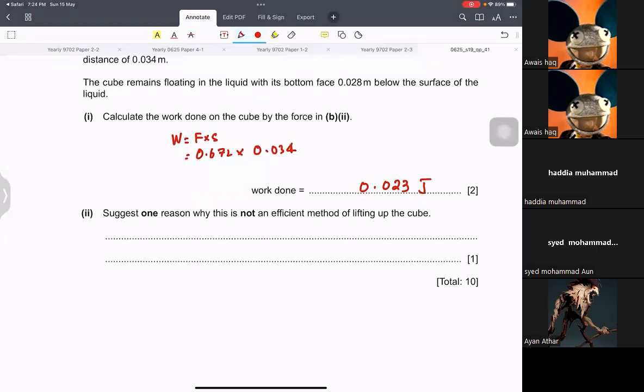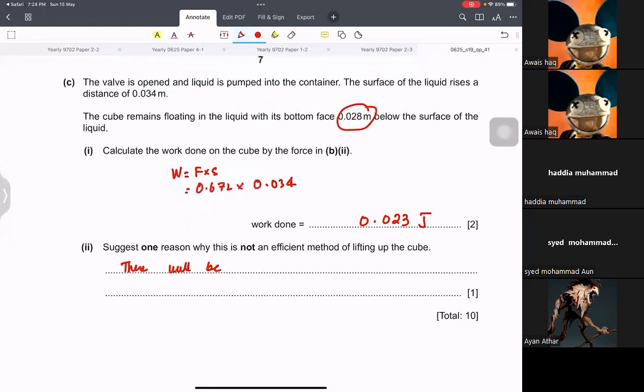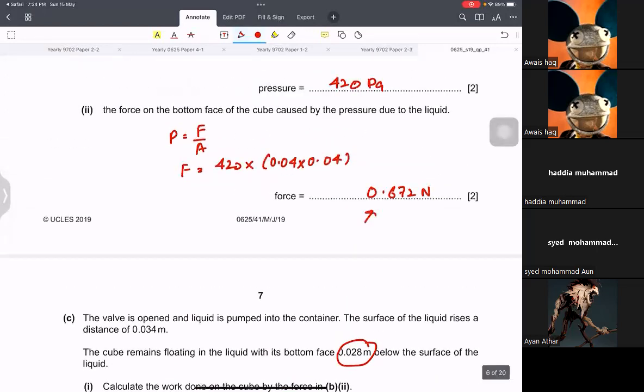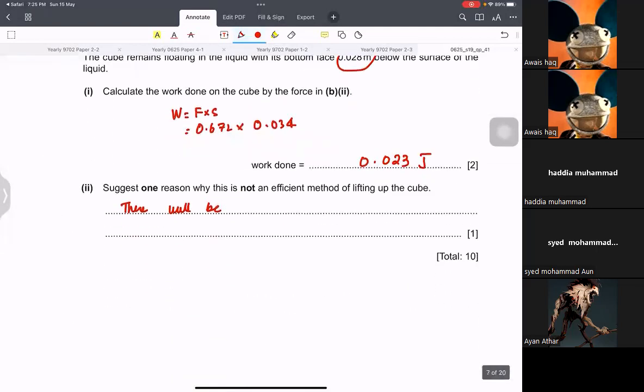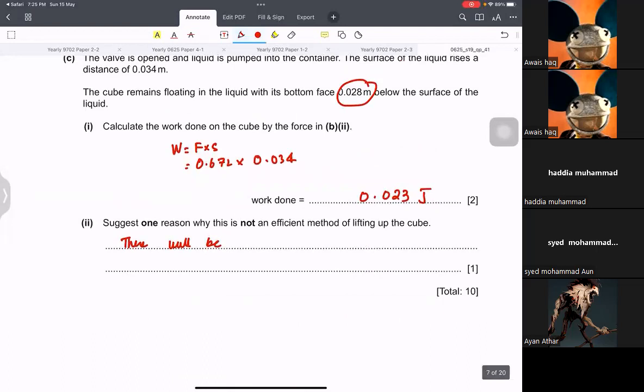Will you add 0.034 plus 0.028 because that was the earlier? No, 0.28 means that the force that it has is the same. The depth remains the same. The force is same, and then you can use how much height it is raised. Do you understand? So we won't add that. We will only add 0.034.